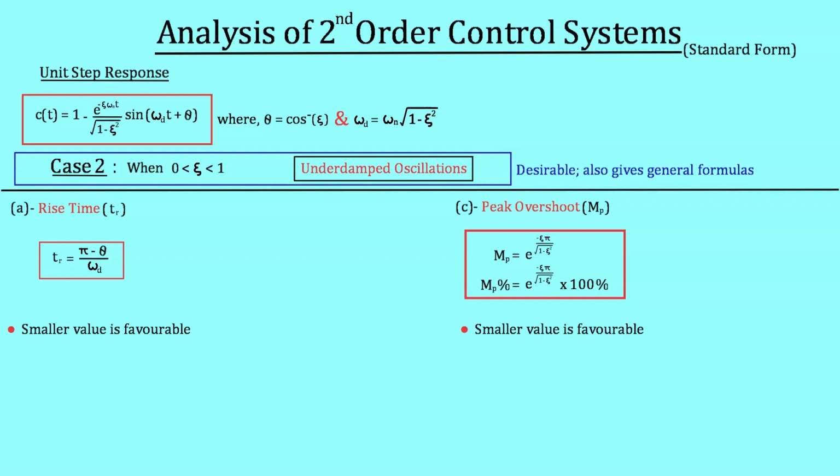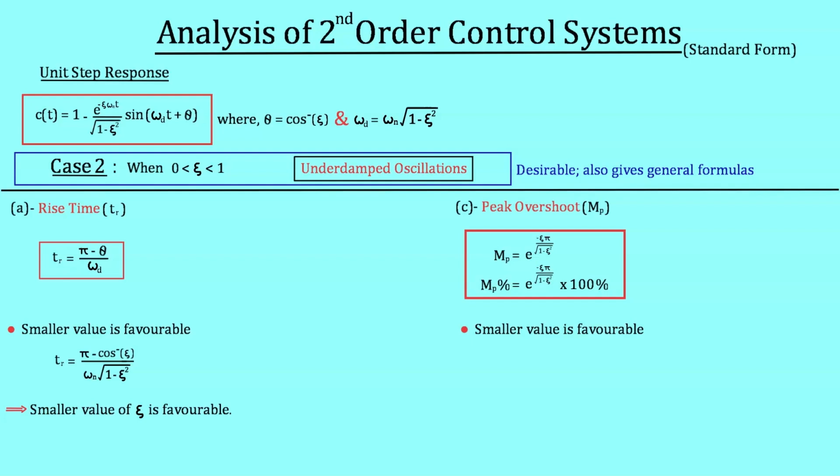Now let us find which value of zeta is favorable for having a smaller rise time. We have substituted the value of theta, which is equal to cos inverse zeta, and we also know the damped frequency is equal to natural frequency multiplied by square root of 1 minus zeta square. By hit and trial method, you can take any two random values of zeta like 0.2 and 0.5 and check which value of zeta will give a smaller value of rise time. After doing that, you will get to know that a smaller value of zeta is actually favorable for having a smaller rise time.